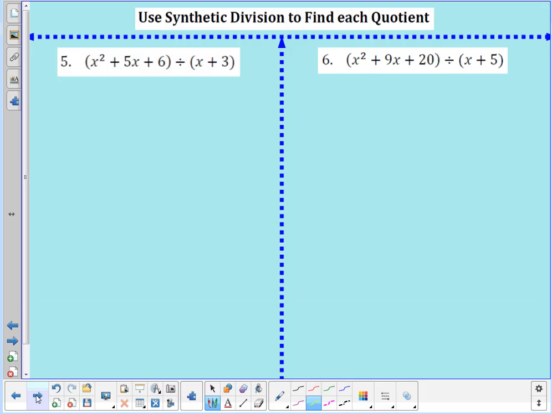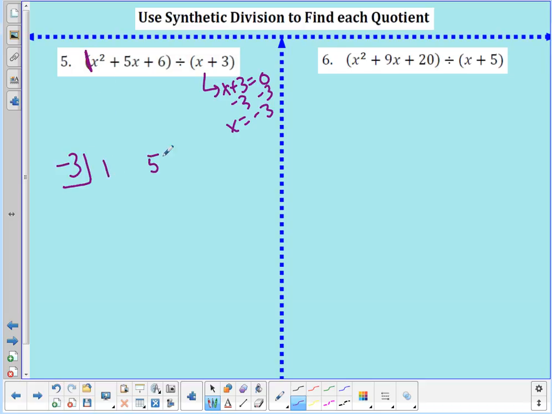Let's take a look at number 5. So use synthetic division to find the quotient. I'm going to start by taking this and setting it equal to 0. X plus 3 equals 0. Subtract the 3. I get x equals negative 3. So negative 3 goes outside in the box, and then I list my coefficients in order.